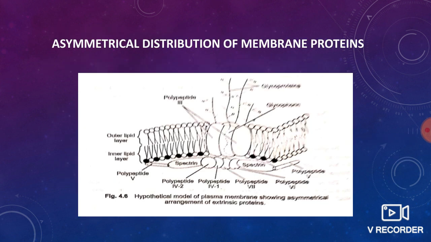The diagram shows the asymmetrical distribution of membrane proteins. Most of the membrane proteins are located on the cytosolic surface. The diagram clearly shows this.